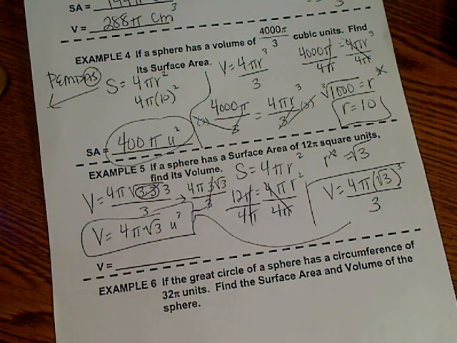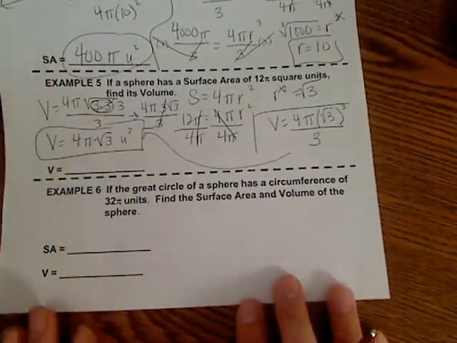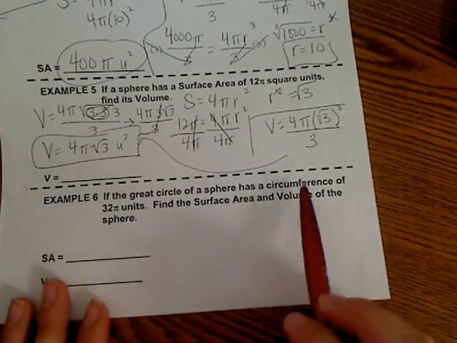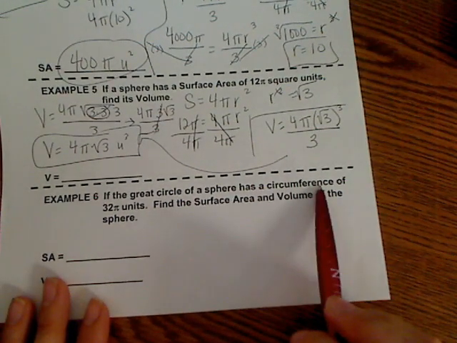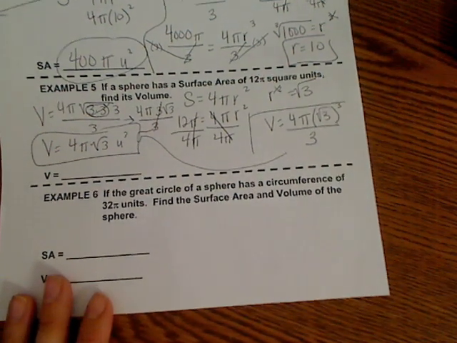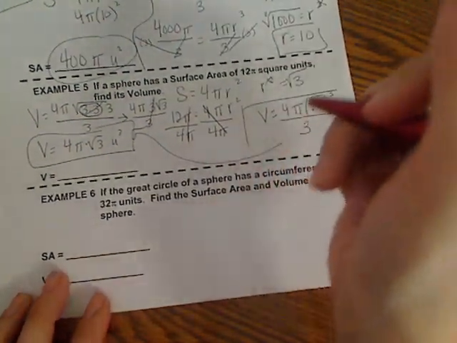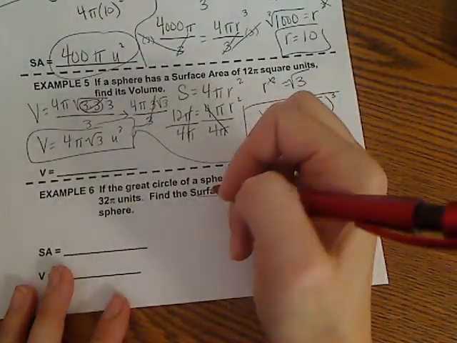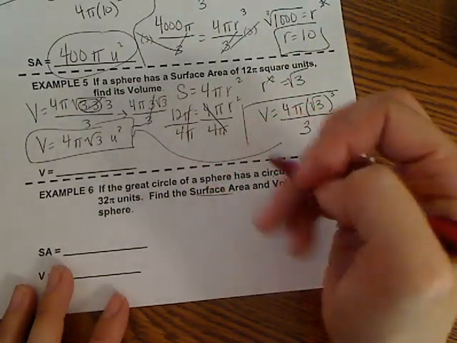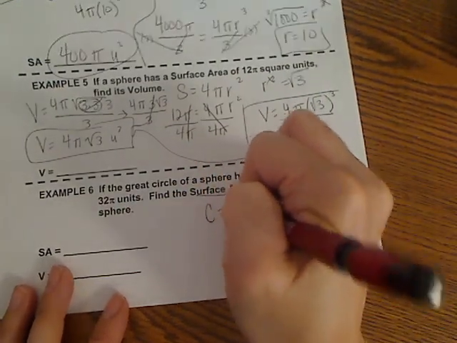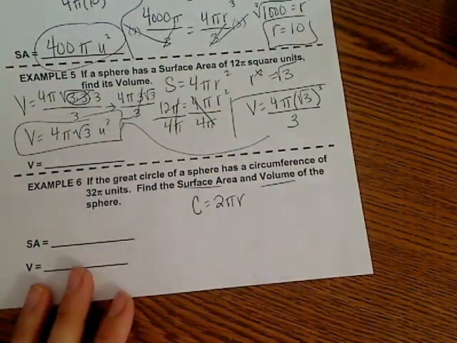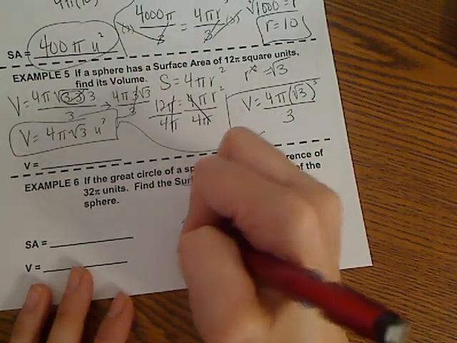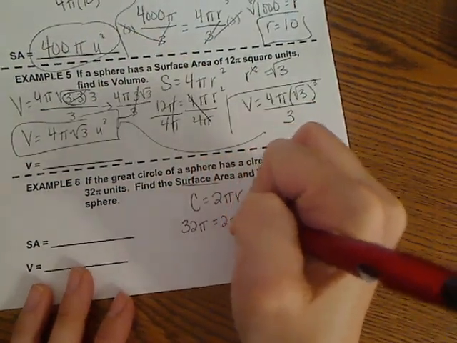All right, and then the last one, it says if the great circle of the sphere has a circumference. All right, so they're starting with circumference this time. You still have circumference on your formula chart, right? Don't y'all? Yeah. All right, so circumference is equal to, and because these two have radius in them, I'm going to go ahead and you can use pi d as long as you know how to transfer it back over to radius. But circumference is 2 pi r or pi d, either one. Circumference is 32 pi is equal to 2 pi r.